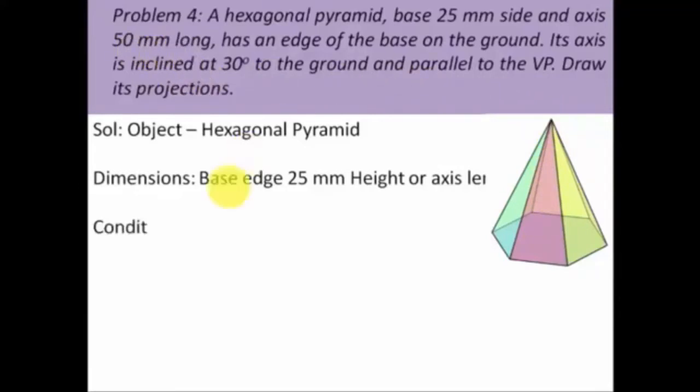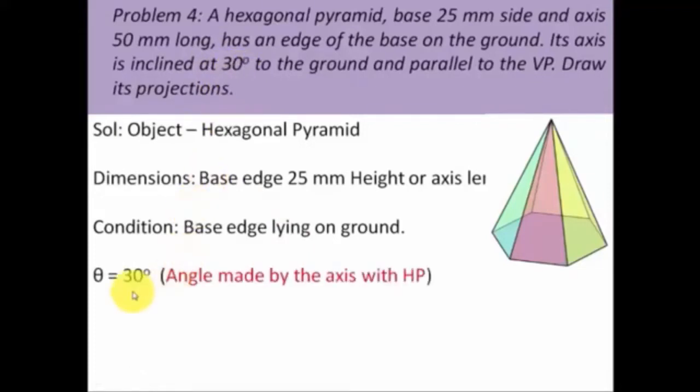Now guys, there is this condition that has been given to us that has an edge of the base on the ground. So in your drawing you have to make sure that one edge of the base always remains in absolute contact with the horizontal plane. So this condition should reflect perfectly in our drawing. And the next thing is this inclination that the axis makes with the ground or the horizontal plane. So theta axis has been given to us as 30 degrees. Whole lot of data have been given to us. So stay tuned guys, because in the next section I'm going to show you how this hexagonal pyramid has been kept. Now that we have read the question, this is the object under consideration.